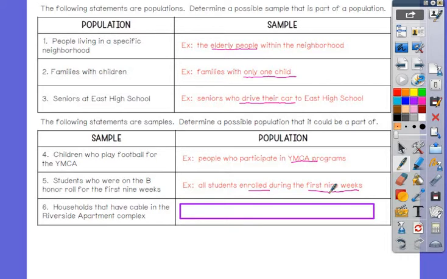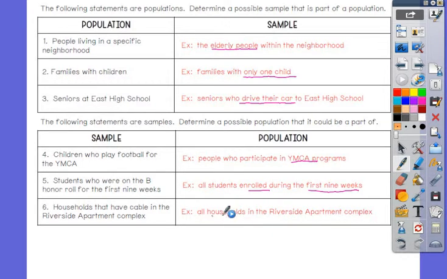Number 6 says, households that have cable in the Riverside apartment complex. What's the whole group there, Kaden? All the people in the Riverside apartment complex, or households at Riverside apartments.